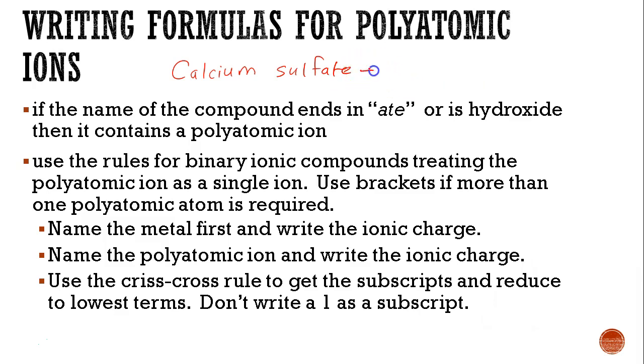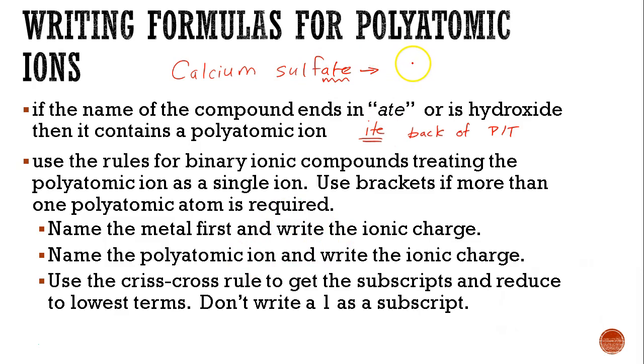So I know when we have to name this, most of the time, the first rule that I'd like you to write down, you can pause this and write this down: if it ends in -ide or -ate, it's probably on the back of the periodic table. So if it ends in -ide or -ate, it's on the back of the PT. And the rules are the exact same as for a binary. You write the metal first and write its charge, and the polyatomic and write its charge, and you crisscross. You don't write a 1 as a subscript. So let's just see if we can try this here.